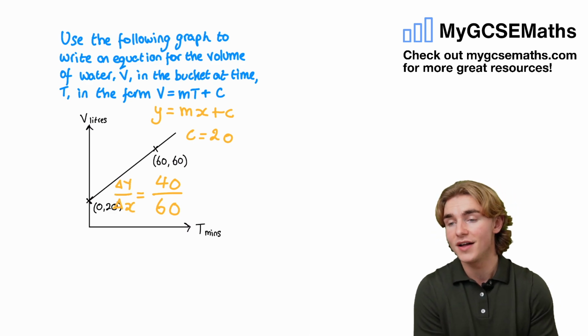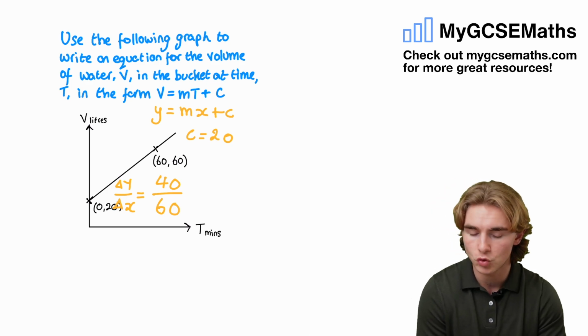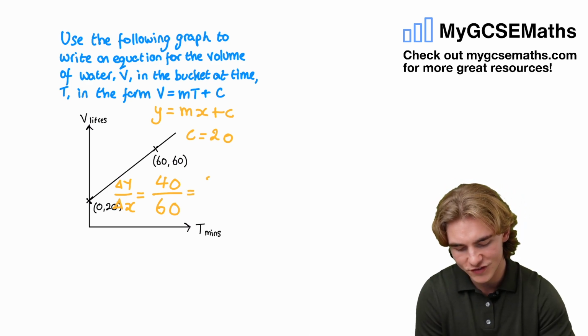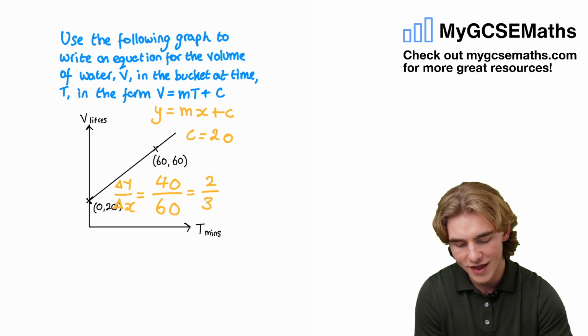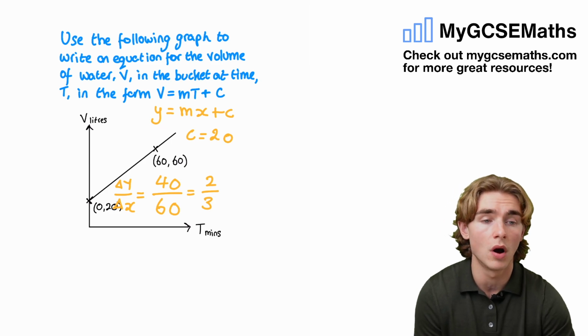We can simplify this, guys, dividing top and bottom both by 20. 40 divided by 20 is 2, 60 divided by 20 is 3, so our gradient there is 2 over 3.